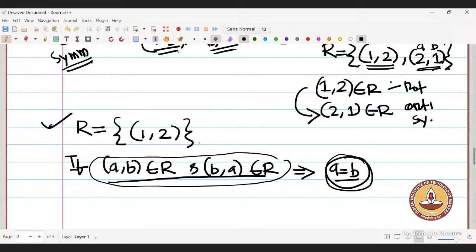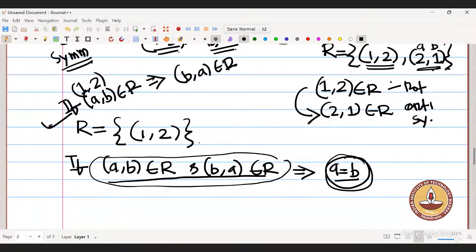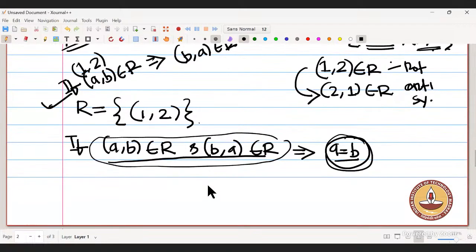Whereas this is not symmetric. What does a symmetric relation say? If (a, b) is in R, then this should imply that (b, a) is in R. Now (1, 2) is in R, whereas if I flip, then (2, 1) is not inside. So how do I know (1, 2) is anti-symmetric?